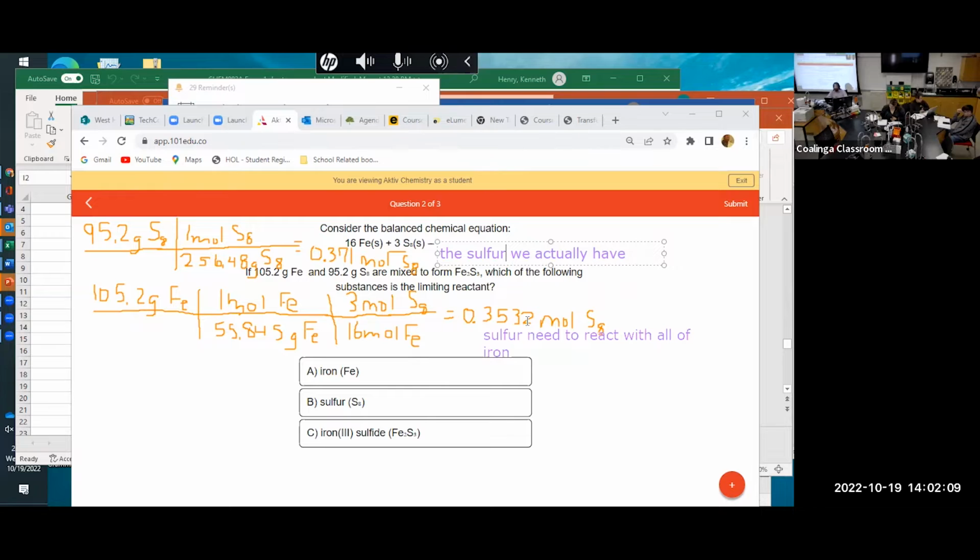Okay, so what is limiting? Iron or sulfur? You have an abundance of sulfur, so iron. That's right. So if we look at our numbers, this is what we need to react, this is what we actually have. So we know that we have an excess of sulfur, which means our iron is limited. Does that make sense? Yeah. Okay, so you can't just randomly choose something, right?